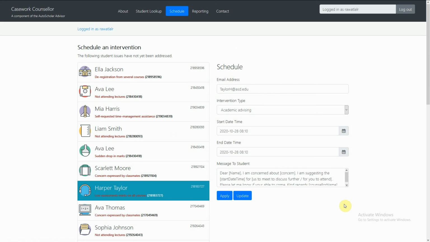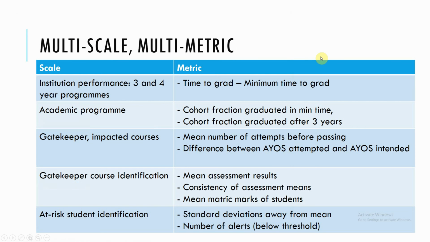On this slide, we summarize the various scales of operation needed to identify all the challenge areas from the scale of the whole institution down to the level of individual students. The metrics in each case are shown. Overall then, to really improve performance in a significant way, a multi-scale approach is needed.